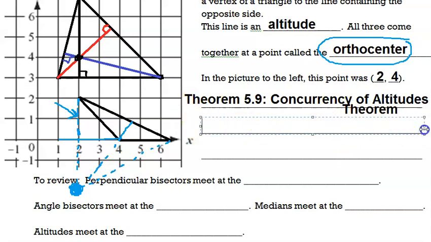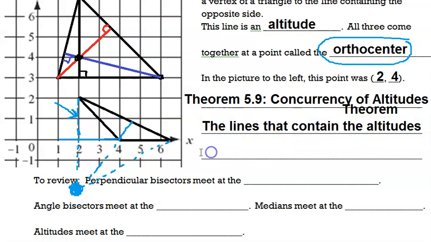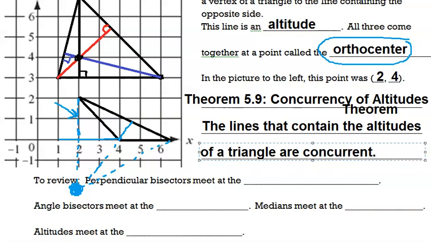And this theorem is pretty lame, I'm not going to lie. The lines that contain the altitudes of a triangle are concurrent. That's all it says. It's not saying that there's a special rule. There's no 2/3, 1/3 deal. It just says eventually they're going to meet.